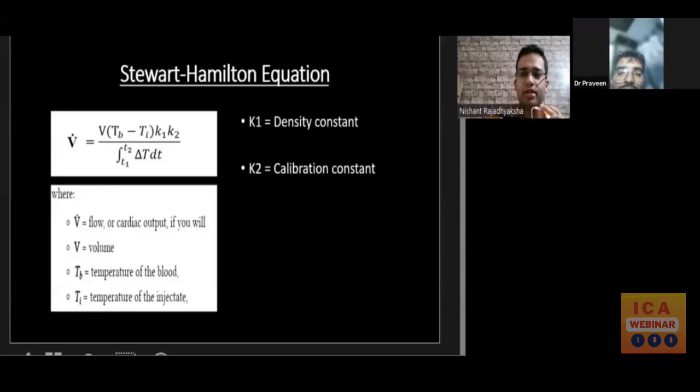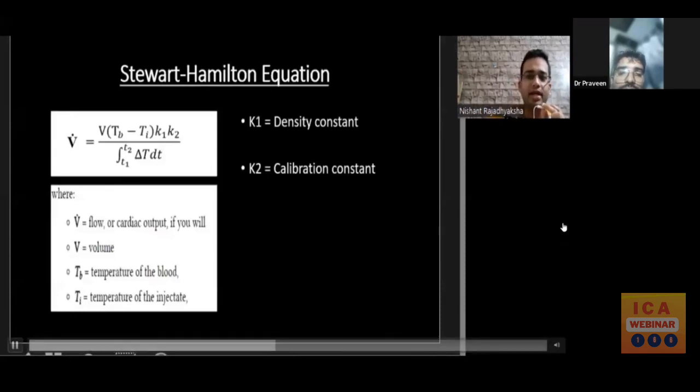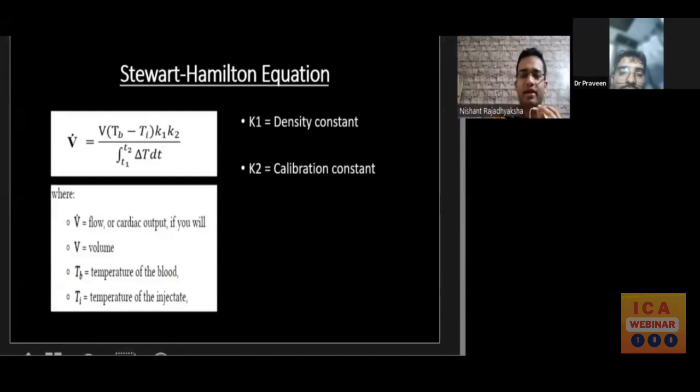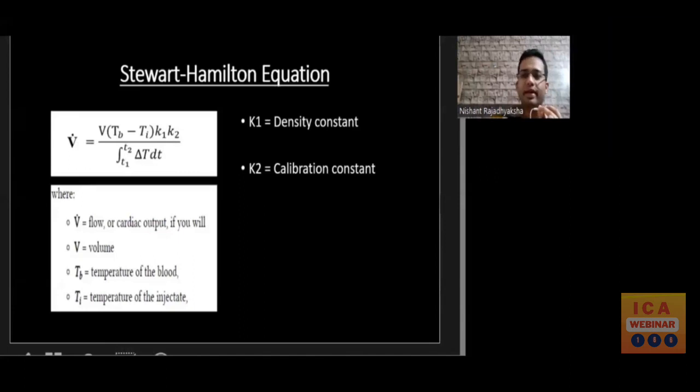According to this equation, the cardiac output is dependent on the difference in the temperature of the blood and the injectate, the volume of the injectate, and constants K1 and K2. K1 is also known as the density constant, which is a factor that is measured from the specific heat and specific gravity of both the indicator as well as blood. That is, this K1 will be different for any given substance injected, and it will be influenced by the hematocrit of the patient. K2 is the calibration constant, another factor which represents the change in temperature corresponding to each height interval of the thermodilution curve. The denominator in this formula is the area under the extrapolated thermodilution curve.